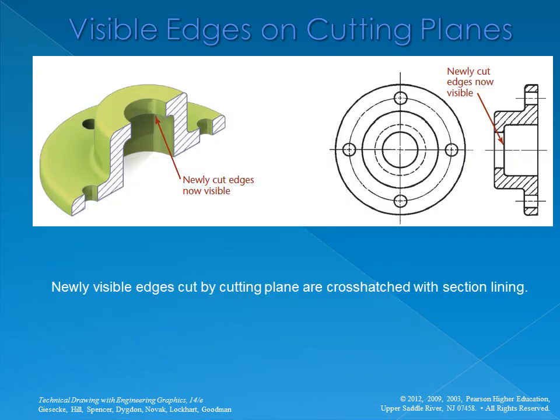The visible edges of the object behind the cutting plane are normally shown because they are visible, but they are not cross-hatched with any section lining. Only the area of the object that was cut by the cutting plane, the newly visible edges, gets cross-hatched. Your textbook shows illustrations and examples of this. Use the step-by-step section of this chapter to demonstrate the visualization of a full section and to demonstrate the projection of visible lines for section views.